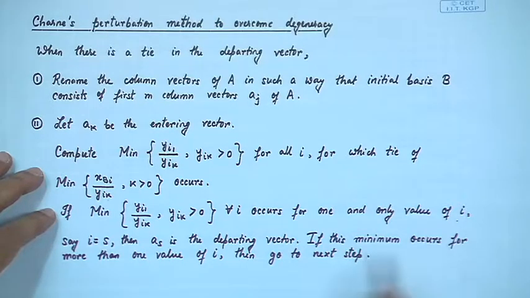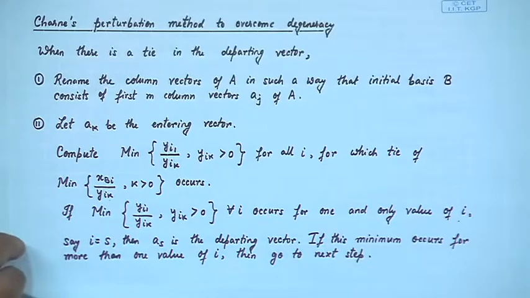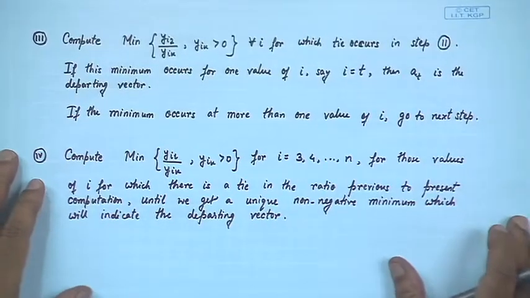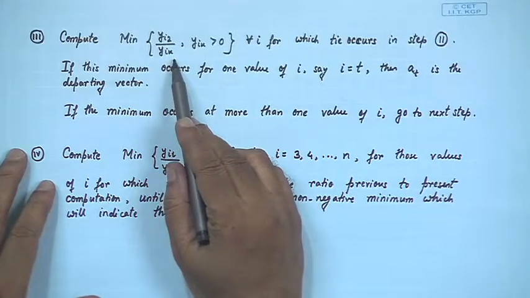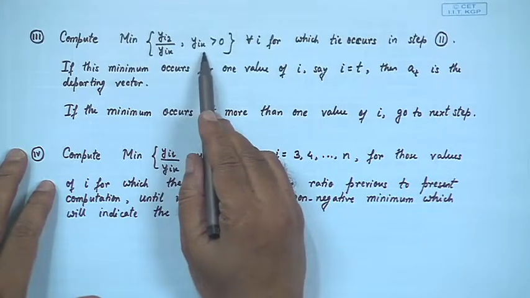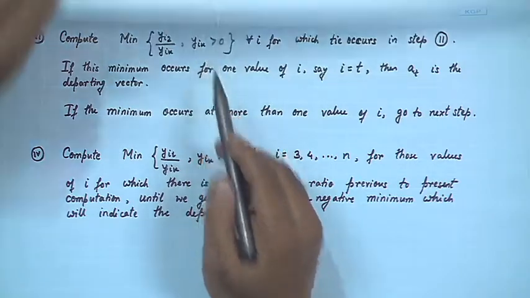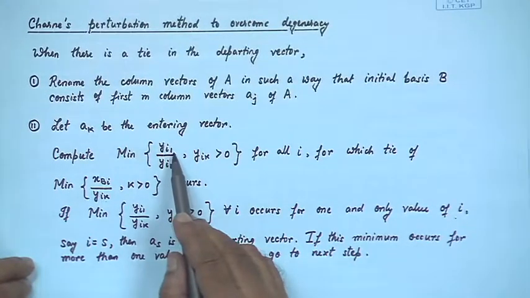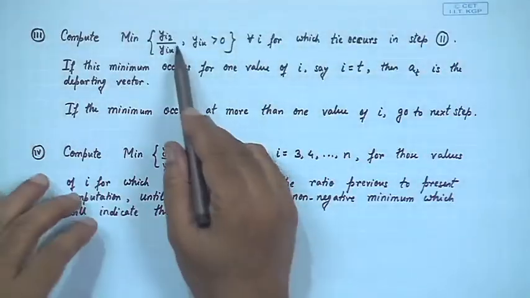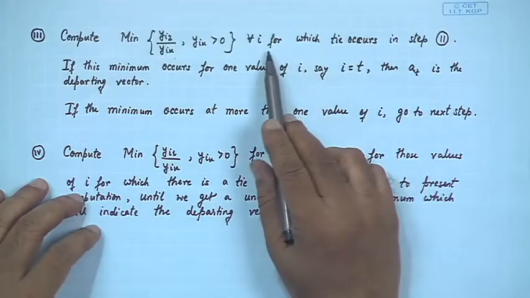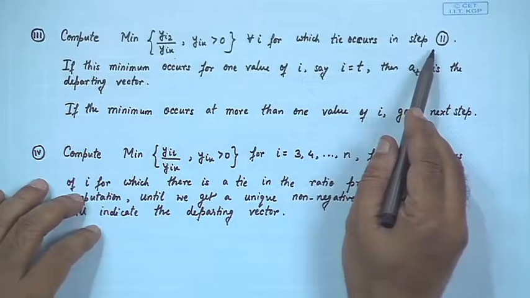And if this minimum occurs for more than one value of i, then I have to go to the next step, because there is still a tie. Step 3 is to compute the minimum of yi2 by yik. In the first case you took the minimum of yi1, the first column, and here you will take yi2 by yik for all i for which the tie occurs in step 2.